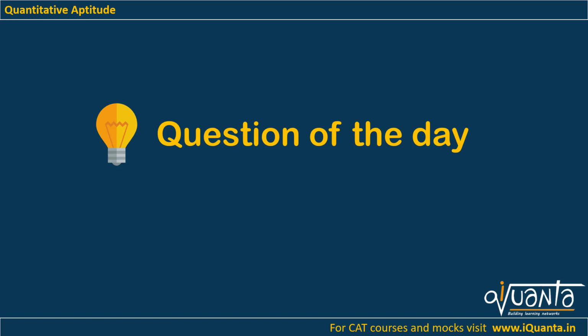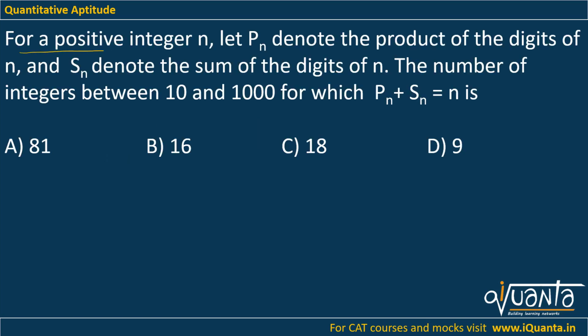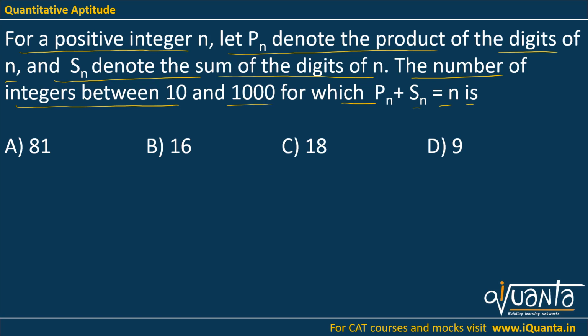Hello everyone. Today's question of the day is based upon simple equations. It will involve some concepts of number system as well. The question is: for a positive integer n, let Pn denote the product of the digits of n and Sn denote the sum of digits of n. The number of integers between 10 and 1000 for which Pn plus Sn is equal to n is?